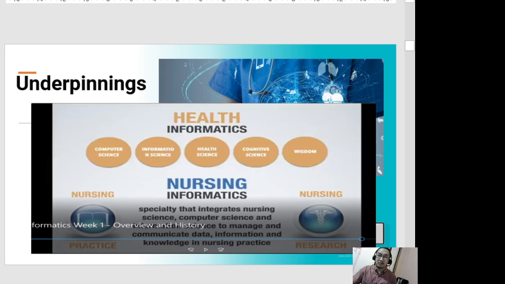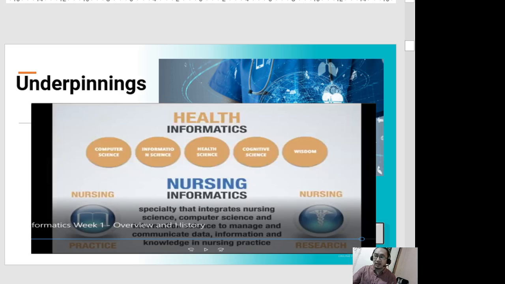So again, to further introduce nursing informatics. We have this image: health informatics, computer science, information science, health science, and cognitive science together with wisdom. Nursing informatics is actually health plus informatics. Before the development of nursing informatics, we had health informatics, meaning health plus these concepts: computer science, information science, health science, cognitive science, and wisdom.